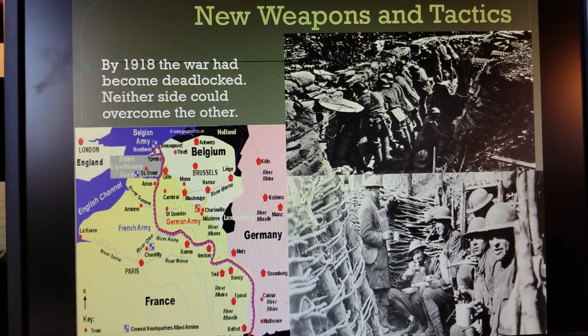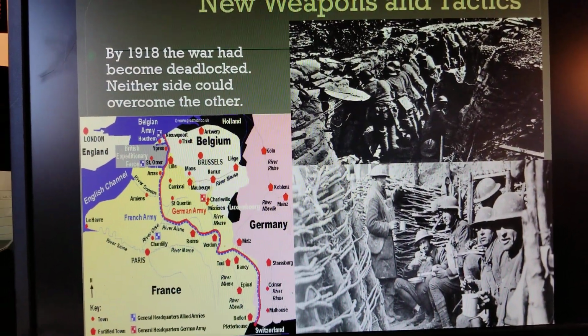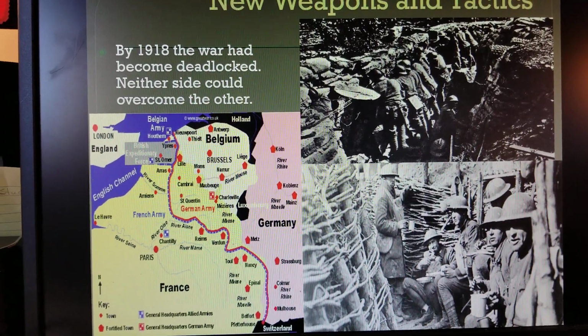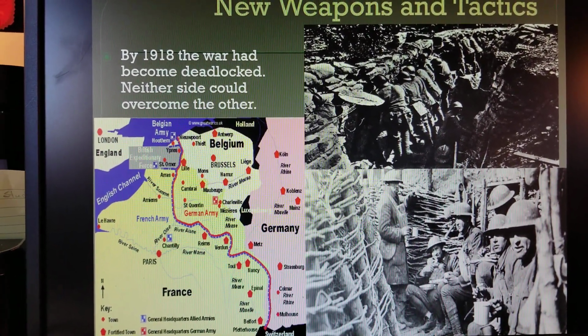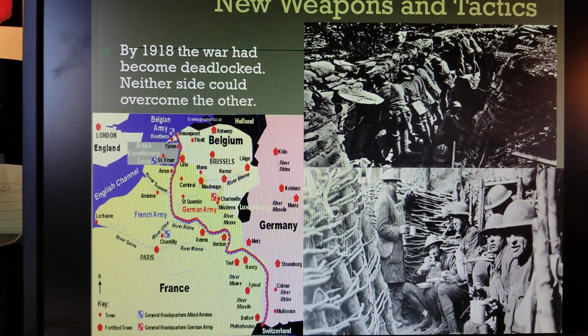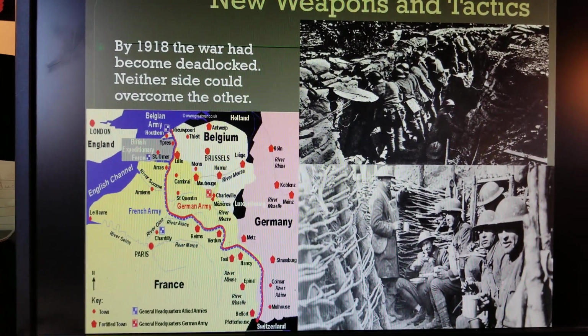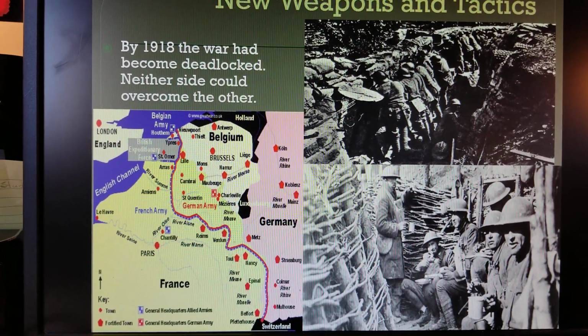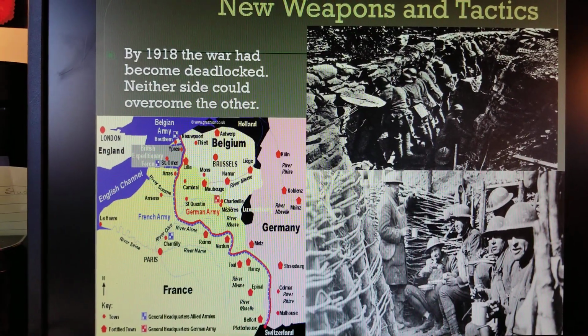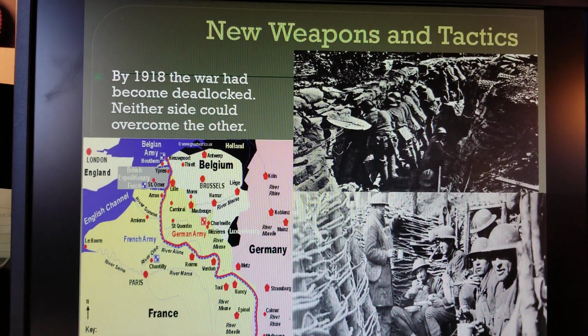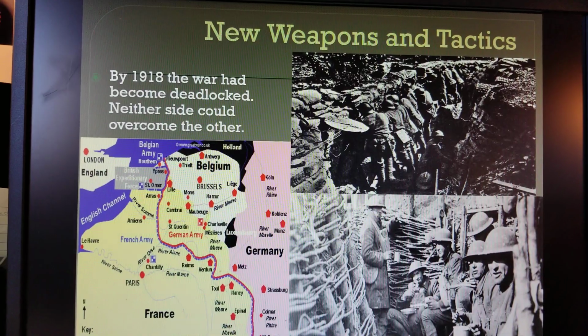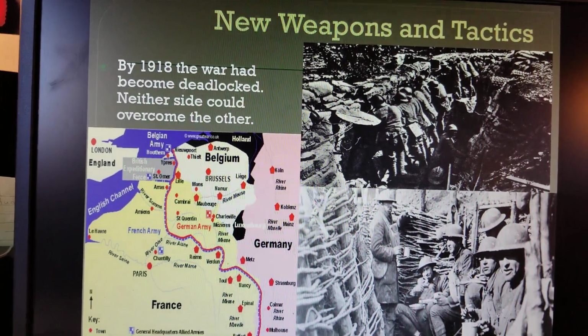Okay, by 1918, the war had become deadlocked. There was a front there, and neither side was advancing. Everybody was in the trenches, and they weren't going forward, and it didn't look like either side was going to be able to win. All right, and that's where we will stop with today's notes.